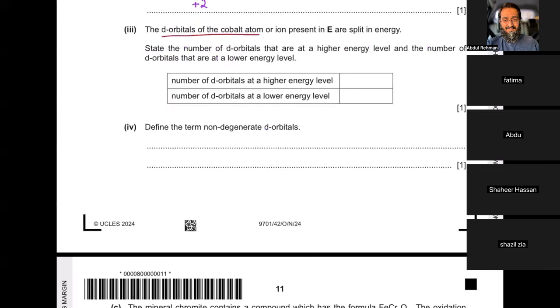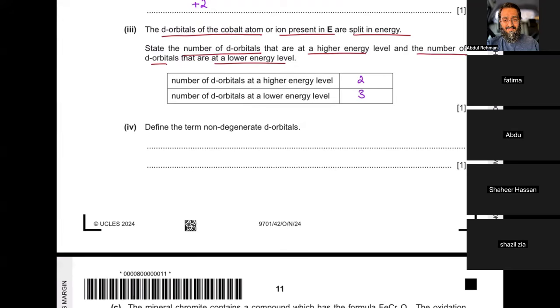Now, the d orbitals of the cobalt atom or ion present in E are split in energy. State the number of d orbitals that are at a higher energy level and the number of d orbitals at a lower energy. So these are octahedral. So in the octahedral case, the 2 set of d orbitals goes to the higher energy and the 3 set of d orbitals goes to the lower energy. Yes, very good, Shazad.